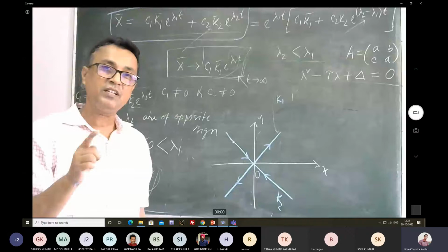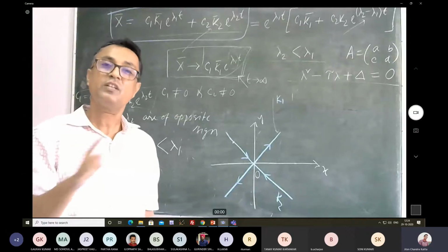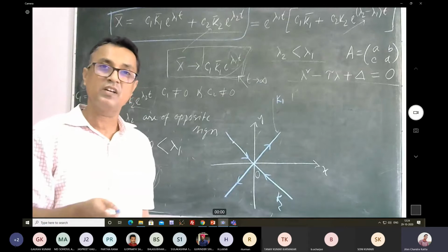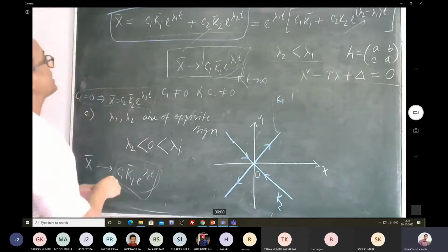It is determined by the sign of lambda. If it is positive, it will diverge. If it is negative, it is going to converge. Okay? So now let us see the overall situation.